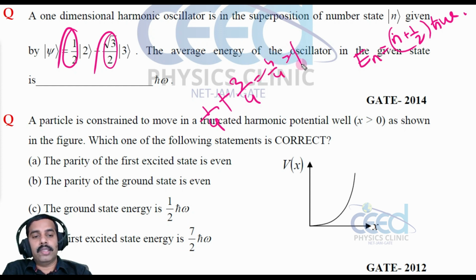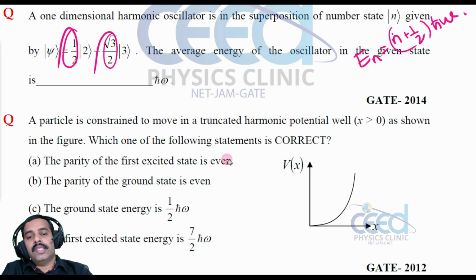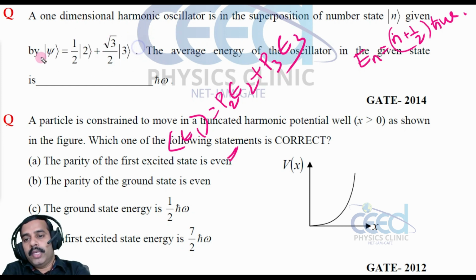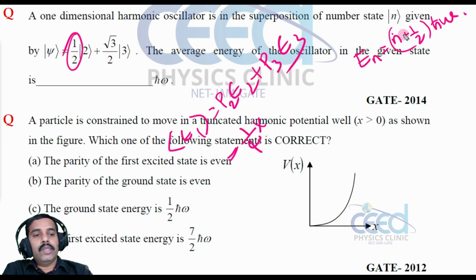So it is normalized. So what is the energy? Energy is equal to P2 E2, because the second state is given, plus P3 E3, because the third state is given. Now what is P2? P2 is the coefficient square, the probability. That means coefficient square, that is 1 by 4. And E2 is 2 plus 1 by 2 h cross omega.